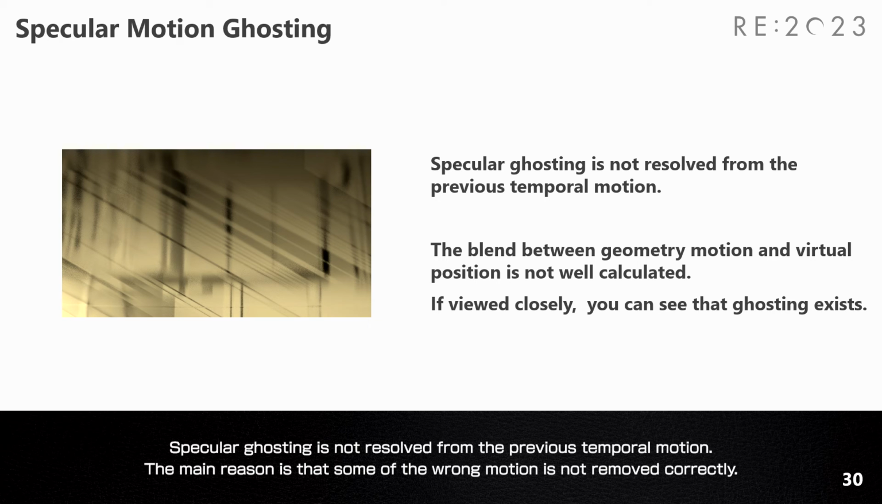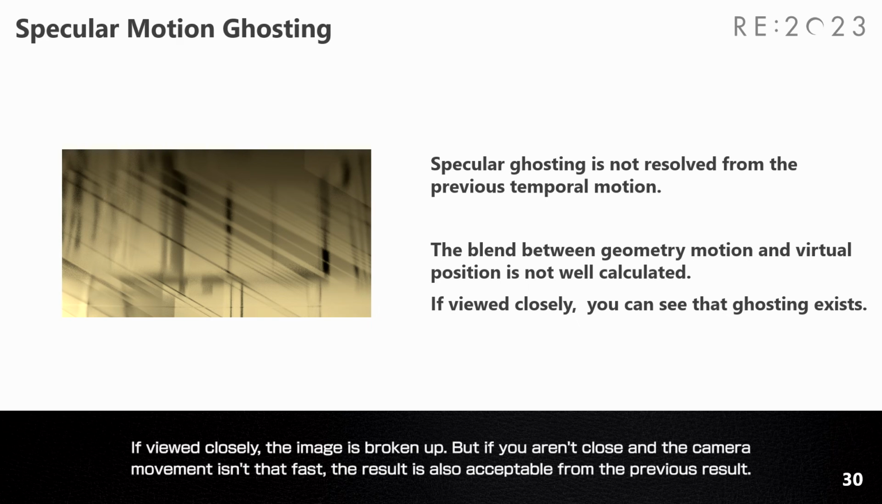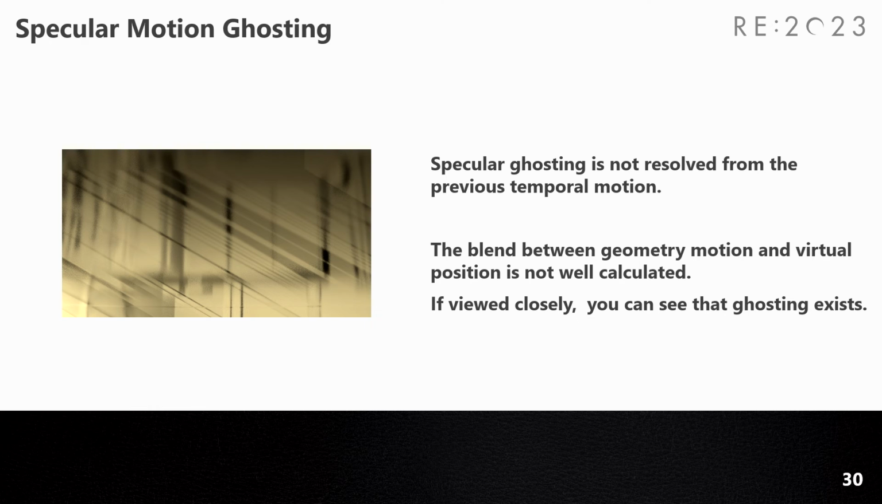Specular ghosting is not resolved from the previous temporal motion. The main reason is that some of the wrong motion is not removed correctly. If viewed closely, the image is broken up. But if you aren't close and the camera movement isn't that fast, the result is also acceptable from the previous result. Whatever, this was my mistake and I improved it.